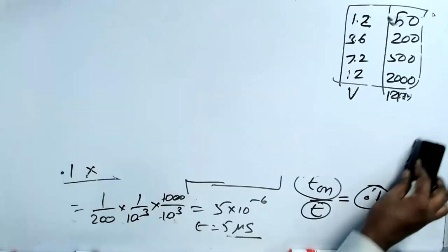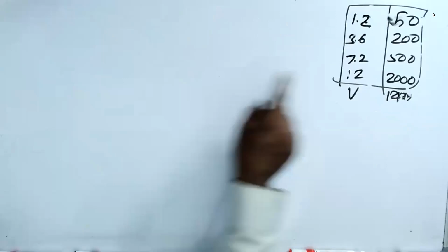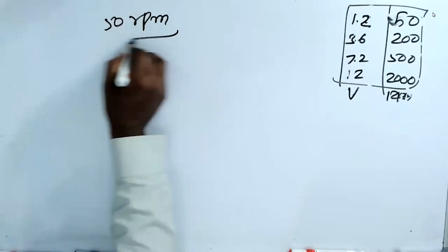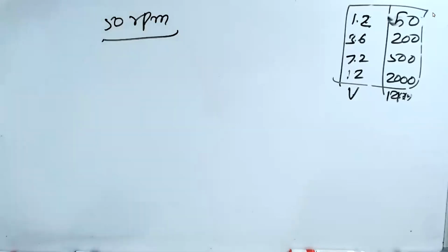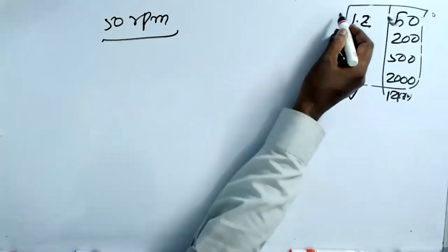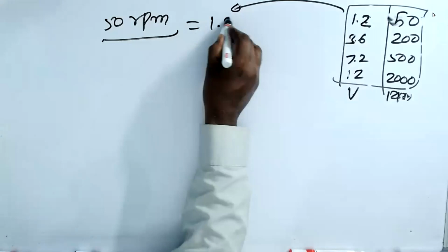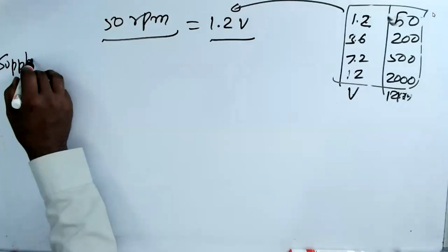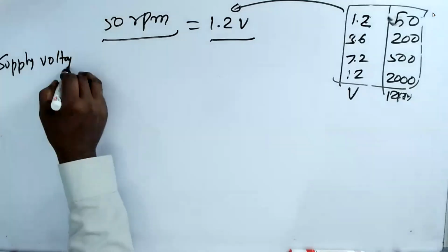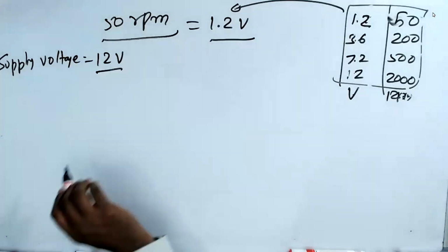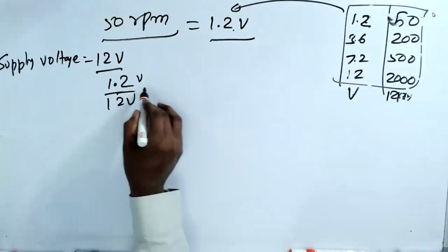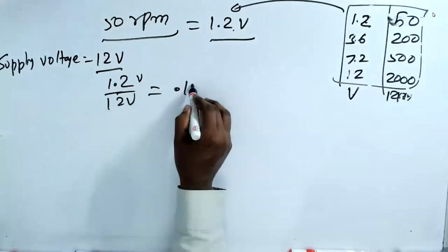I gave you the table. Then I say that I need 50 RPM, which I gave you the information. When I say 50 RPM, from the table, you should arrive at 1.2 volts. I also said that supply voltage is 12 volt. But you want 1.2 volt. So 1.2 divided by 12 volts is equal to 0.1, which is 10% duty cycle.